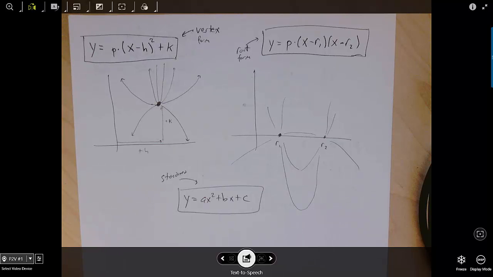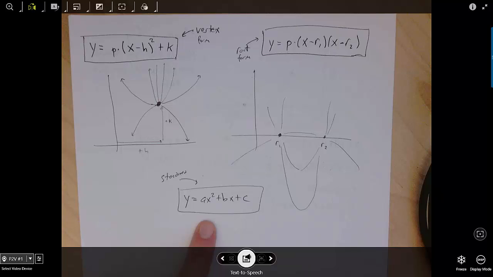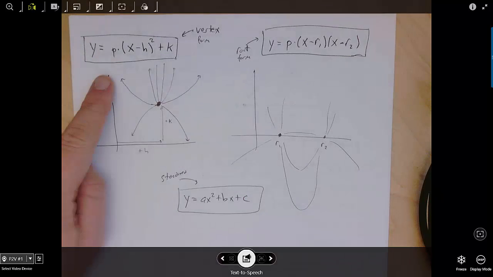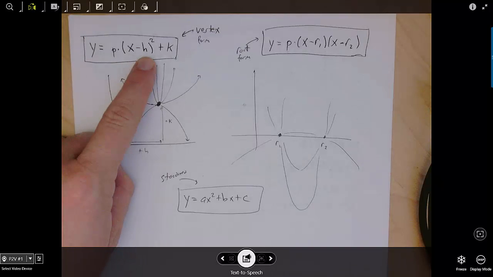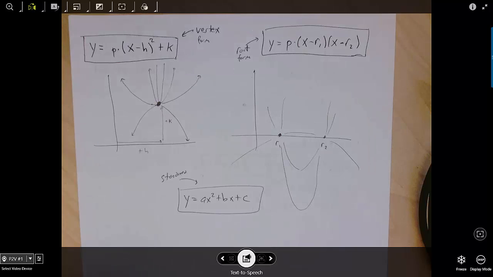I hope what you're looking at here is familiar from last year. We've got three different forms for quadratic functions. We've got vertex form, and then this one I'm calling root form, and then this one is standard form. And these special forms are special because the parameters p and h and k each have a specific graphical meaning that's easy to interpret, which is not true of all of the parameters in standard form.